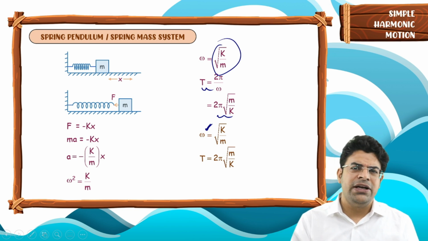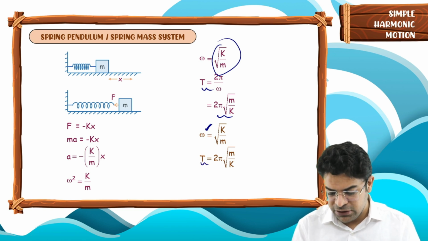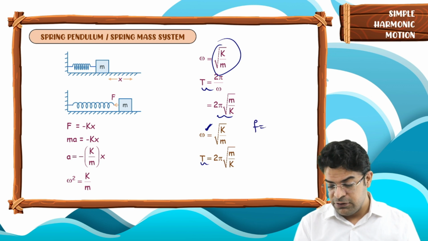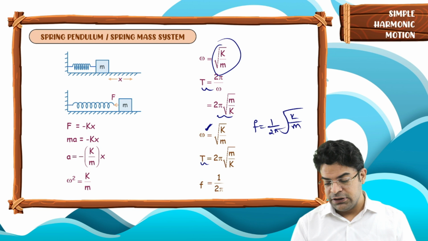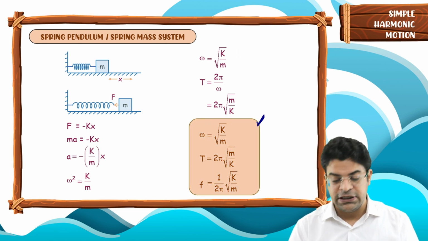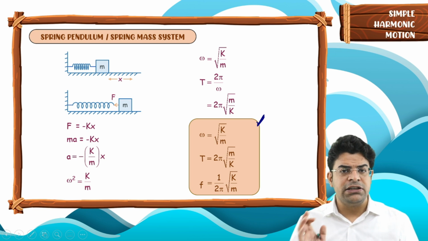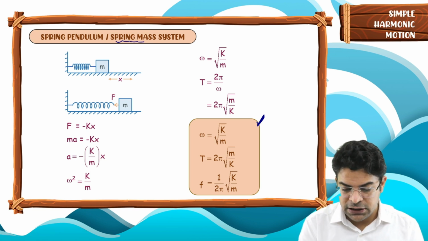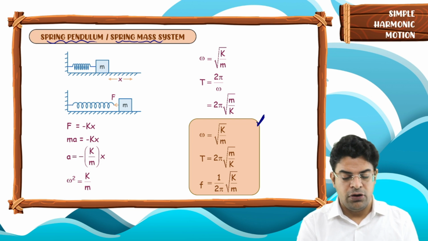And if you need to find frequency, frequency is nothing but the reciprocal of time period. So frequency will be equal to 1 by 2 pi under root of k by m. So you need to keep these three things in mind before we start understanding spring mass system or spring pendulum.